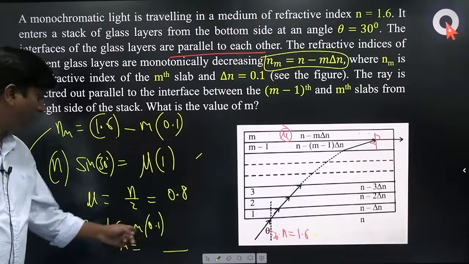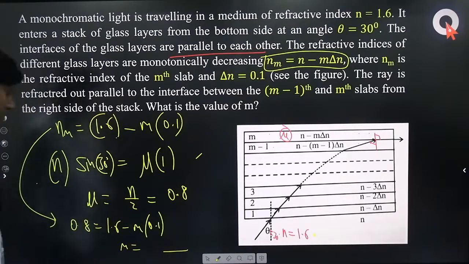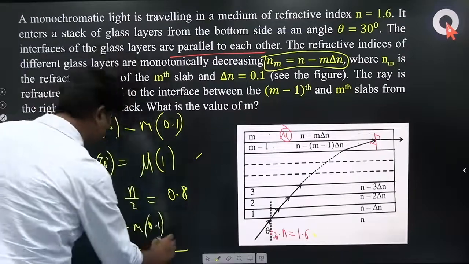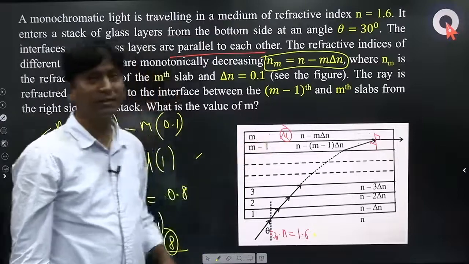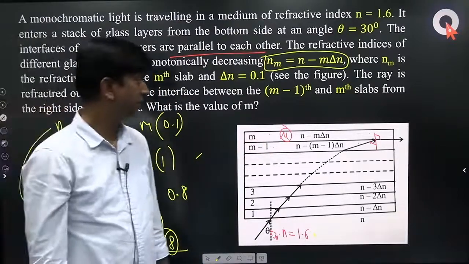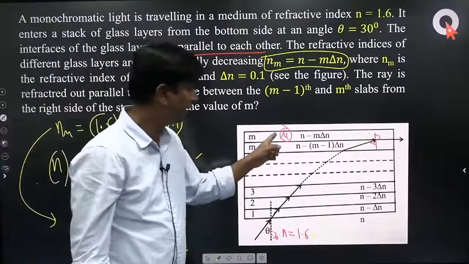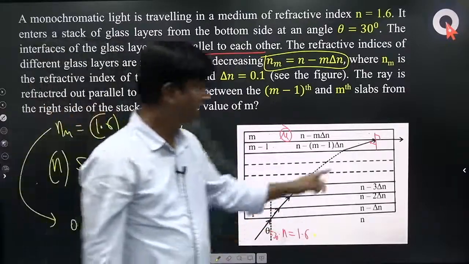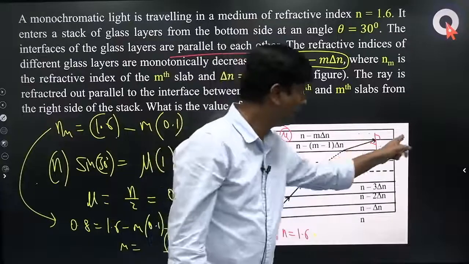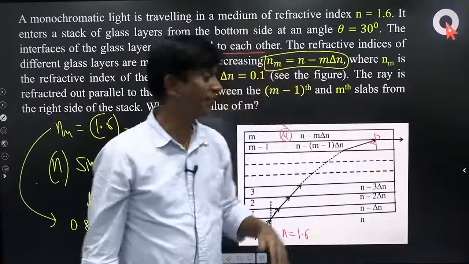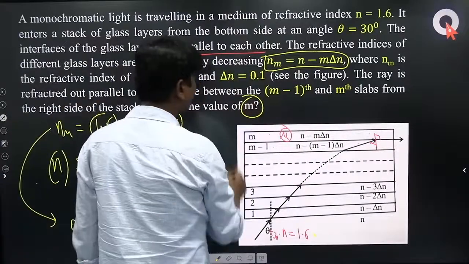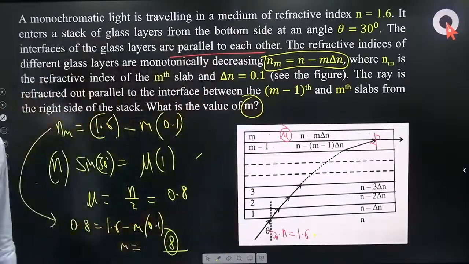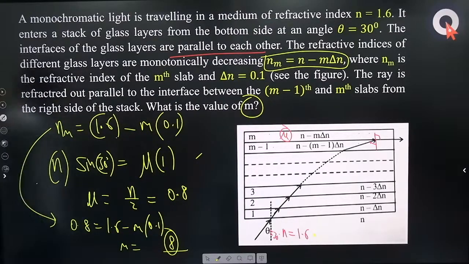So m into 0.1 is 0.8, so m is equal to 0.8 by 0.1. So it will be the 8th slab, so m is equal to 8. That means between the 7th and 8th slab, the critical angle will be there, so the angle of refraction will be exactly 90 degrees, grazing as it comes out like this. Clearly they are asking the value of m only, so m equal to 8 will be the answer. Just check it. Hope it is clear to all the students.